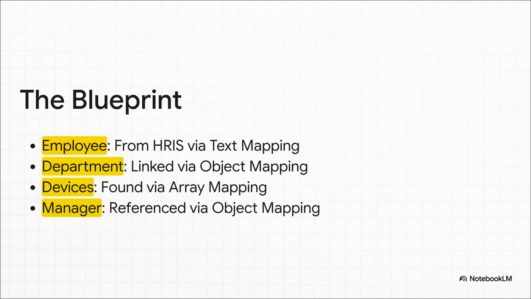It's actionable. So how did we actually build that sentence? Let's look at the blueprint. The employee's name, John Smith, probably came from a simple text map. His sales department, that was linked using object mapping. And his MacBook Pro was picked out from a list of his assigned equipment using array mapping. We could even link to his manager using another object map. You see, each tool we just discussed played its part.